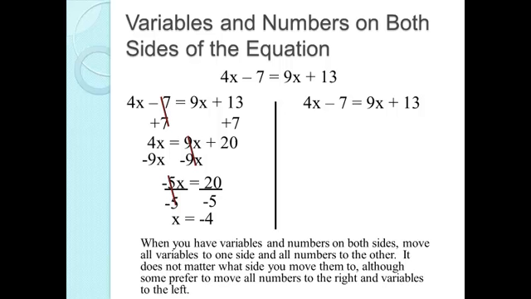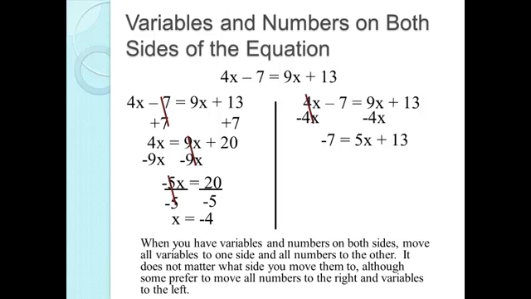Starting off by moving the 4x, I can add negative 4x to both sides. 4x and negative 4x will cancel, and on the right hand side, 9x plus negative 4x gives me 5x. I now have the equation negative 7 equals 5x plus 13.